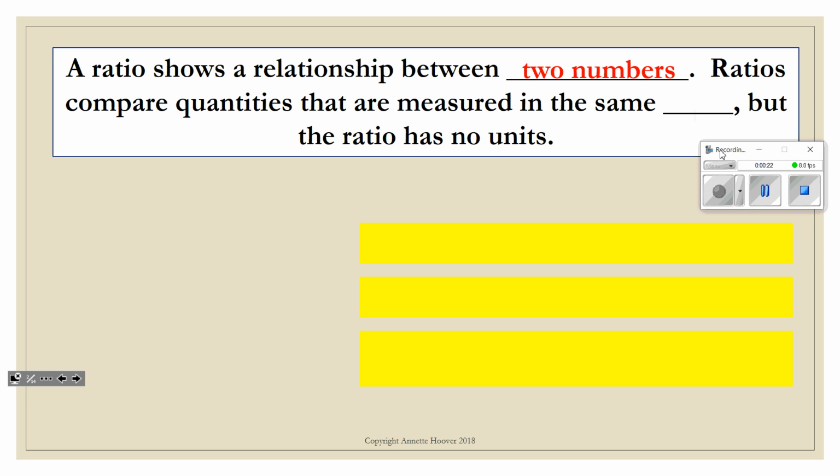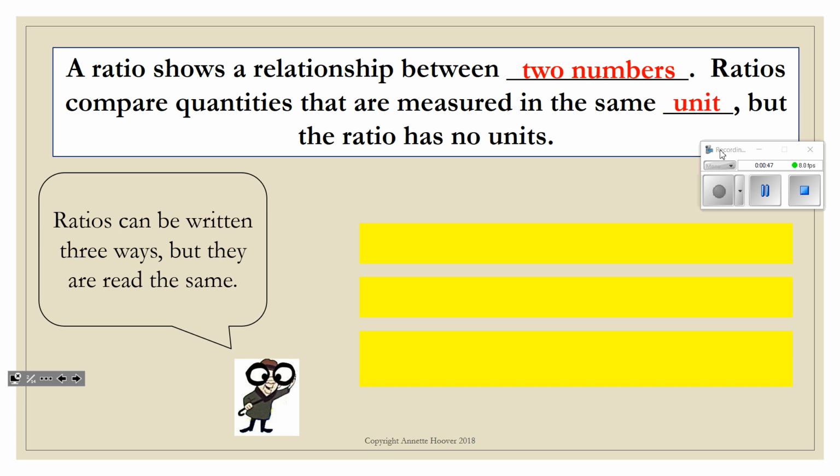Ratios compare quantities that are measured in the same unit, but a ratio has no unit. So what that means is that if the ratio involves units of measurement, such as feet, inches, gallons, quarts, then both of them have to have the same unit. And we'll look at that farther on in the lesson. But first, let's look at how to write and how to read ratios.